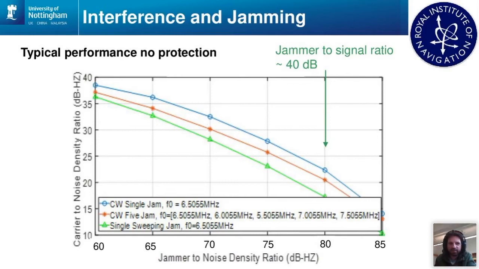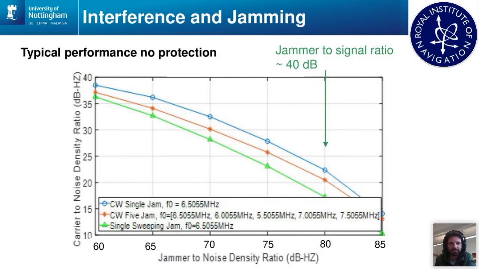These different lines are different types of jammers. We've got a single frequency jammer in blue, multiple jammers in red, and then this sweeping type of jammer in green. You can see the sweeping jammer affects the receiver at a lower signal to noise level, so it has more of an effect on the GNSS receiver. But effectively, what we're showing here is that when we get a jammer to signal ratio, in this case of around 40 dB, we can't operate the receiver anymore.